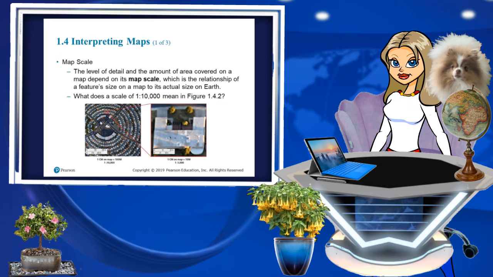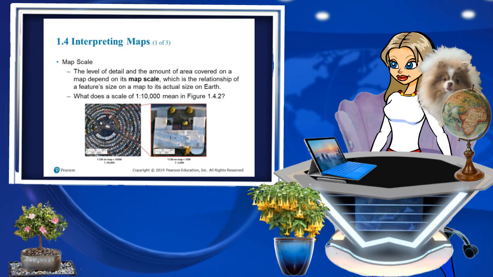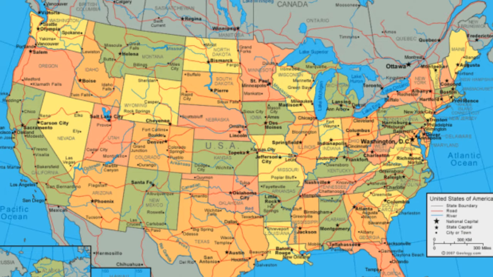Map scale. The level of detail and the amount of the area covered on a map depends upon its map scale, which is the relationship of a feature's size on a map to its actual size on Earth. In the unit scale of the USA map, we can see what unit represents 300 miles. This graphic scale consists of a bar line marked to show the distance on Earth's surface.